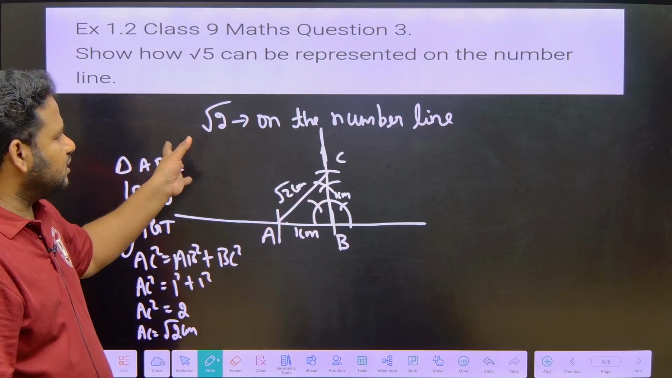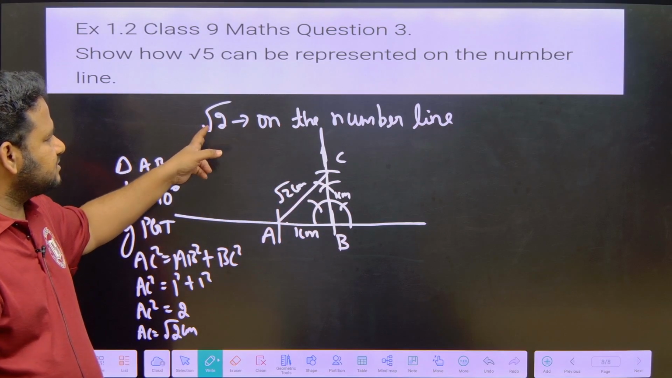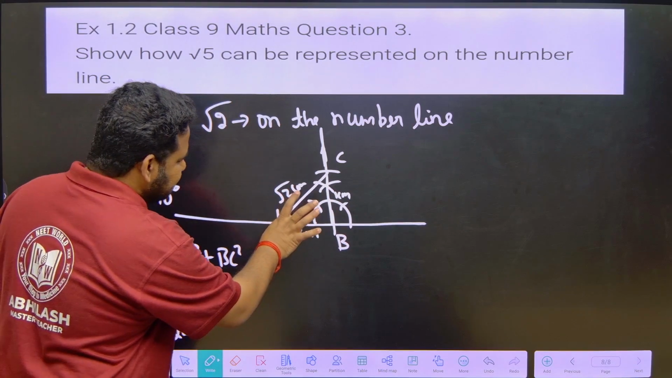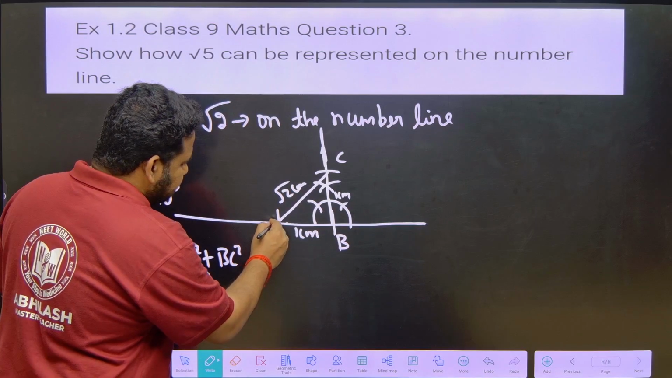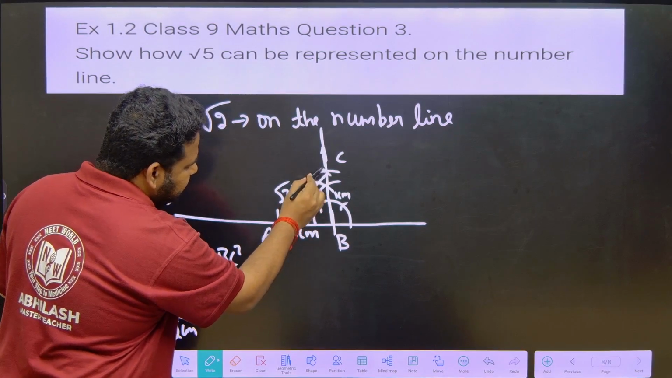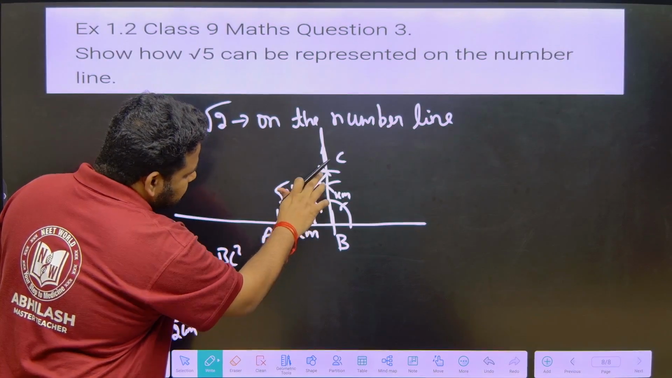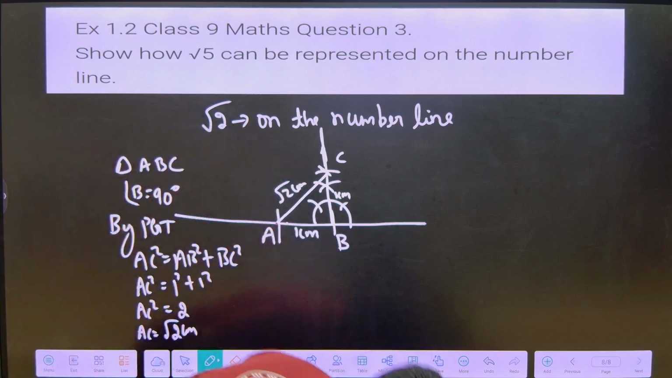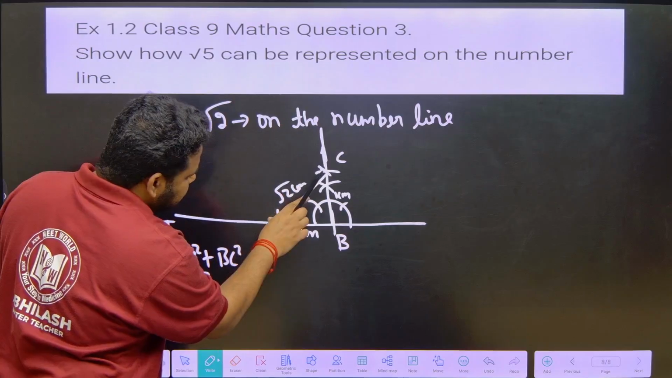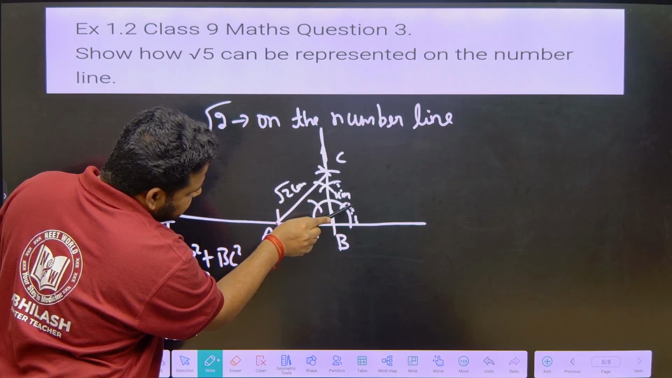We got AC as root 2 centimeter, but they are asking us to represent root 2 on the number line. To do this, keep the compass here and measure till here. That length will be equal to root 2. So from here, using the compass, draw a dotted line. If you draw a dotted line using the compass, you will get it like this.